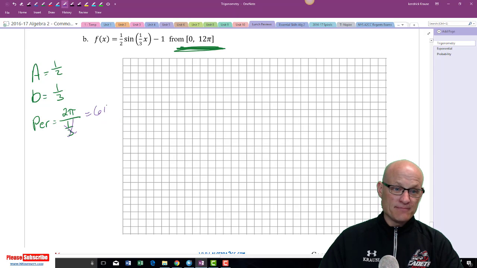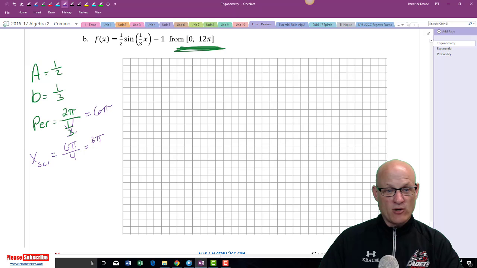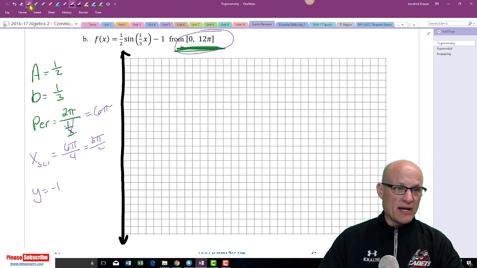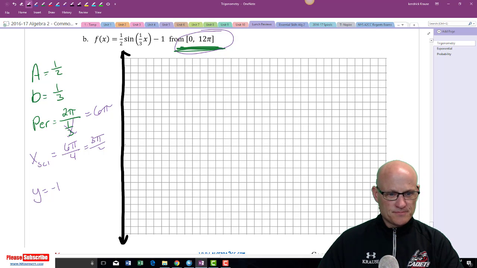So this is 6 pi. I just didn't want to draw on there. And my x scale, this is going to be a little funky. My x scale is 6 pi over 4. Let's reduce that to 3 pi over 2. That's weird. And my midline is y equals -1. So they want us to graph from 0 to 12. So I'm going to put my y-axis over here, and I'll put my x-axis right down the middle.